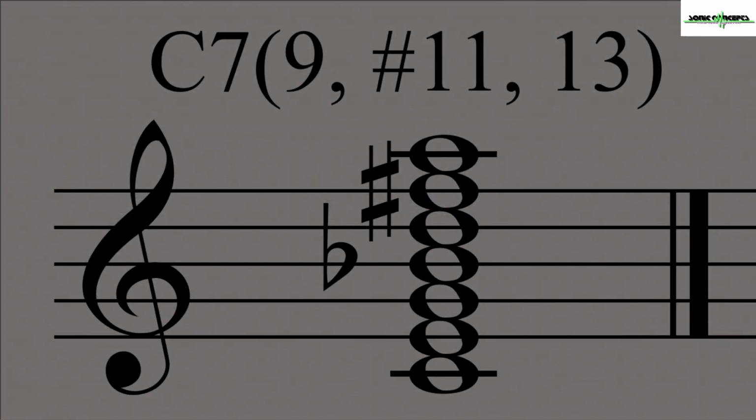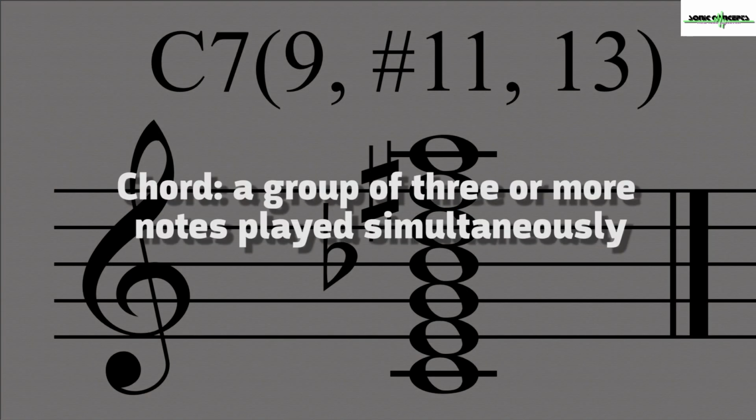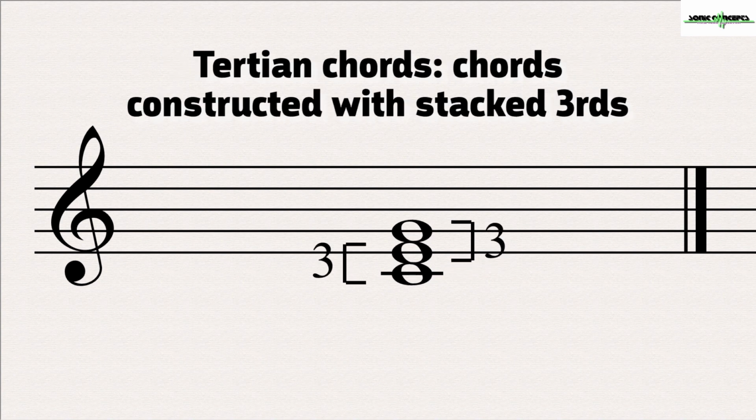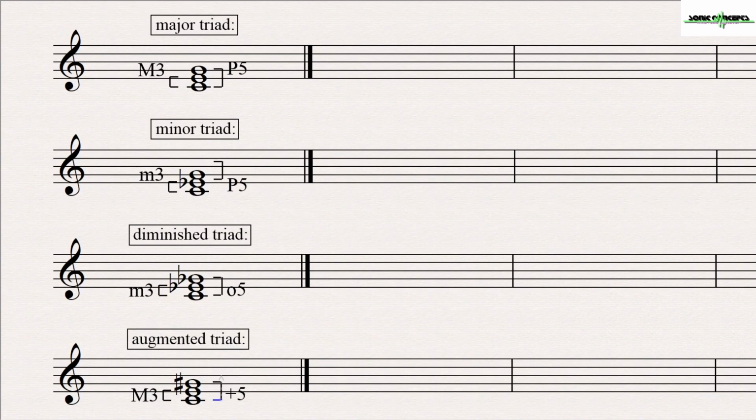A chord is commonly defined as a group of 3 or more notes played simultaneously. Triads are simple chords made up of only 3 notes, built with a third and fifth along with the root. They are an example of tertian chords, or chords constructed with stacked thirds. There are only 4 different types of triads. The formulas necessary to construct each of them are shown here. All examples use C as the root for comparison.